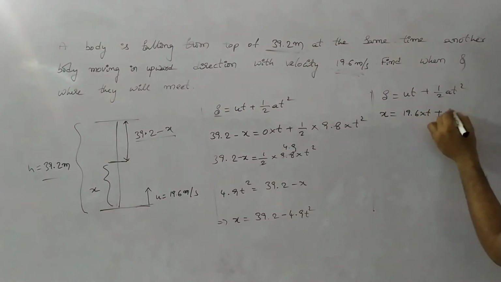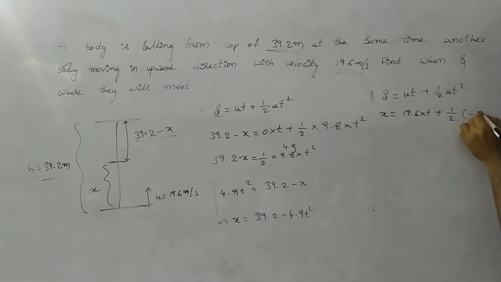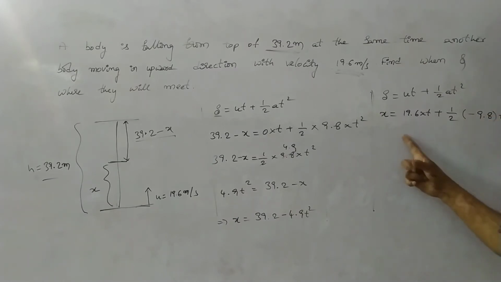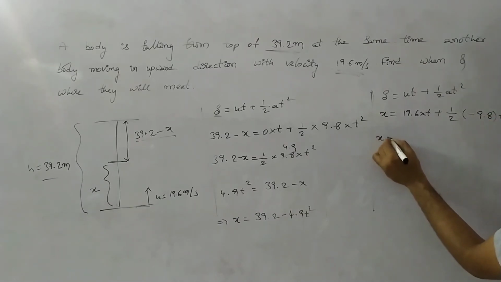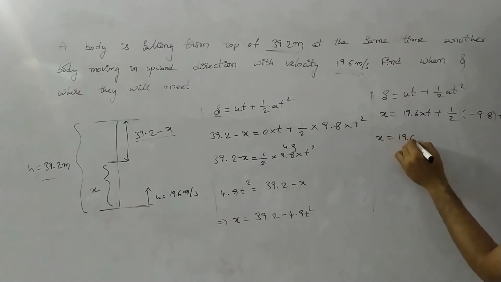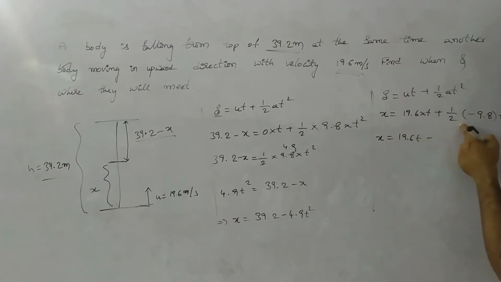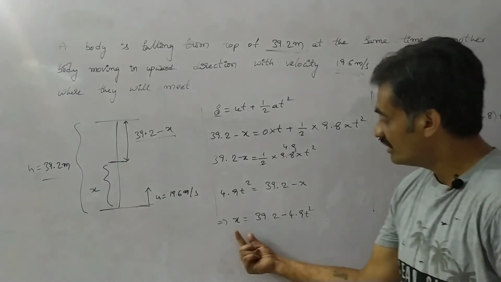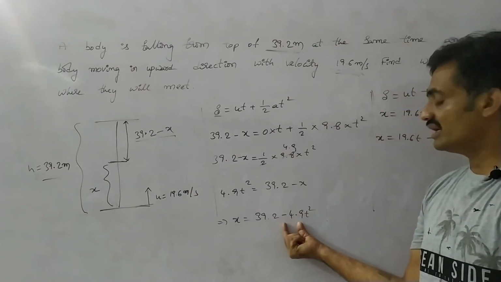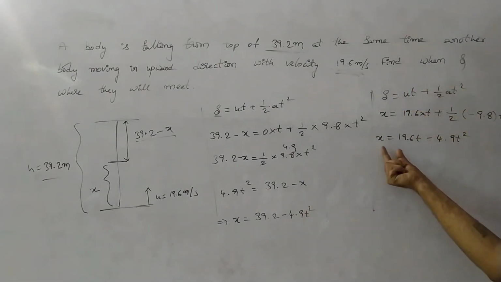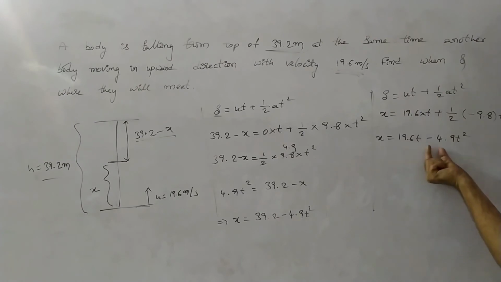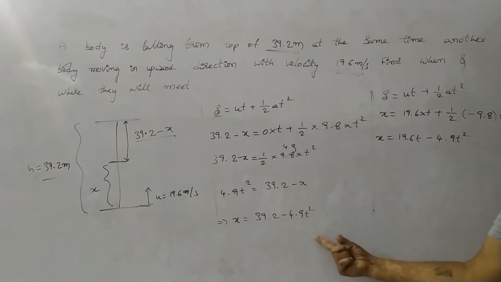19.6 into t plus half into acceleration due to gravity, which is minus 9.8 into t square. From this we have x equals 19.6 t minus 9.8 by 2, which is nothing but 4.9 t square. So here we have x equals 39.2 t minus 4.9 t square, and here we have x equals 19.6 t minus 4.9 t square. Can we equate both these equations?